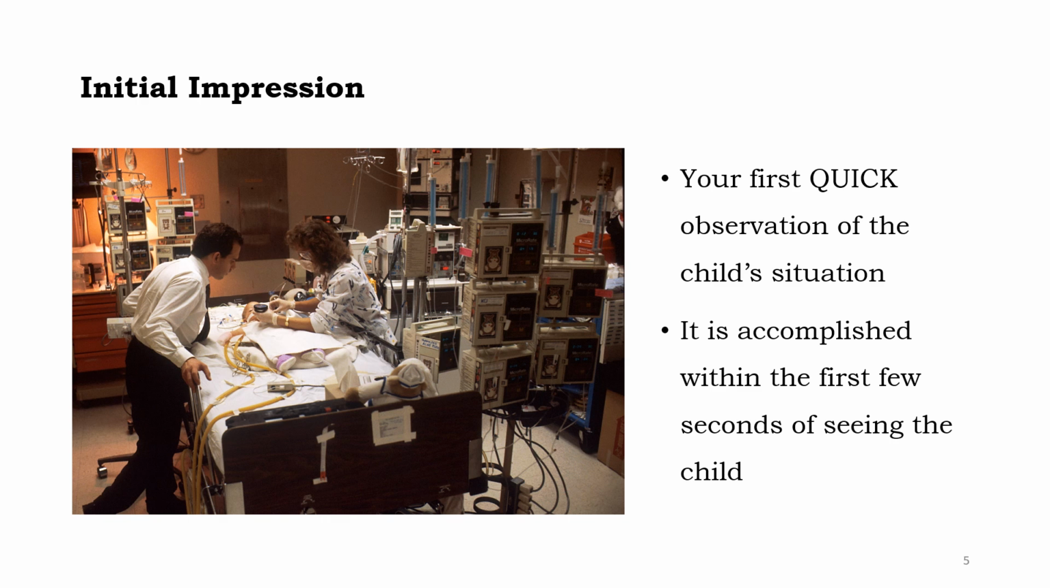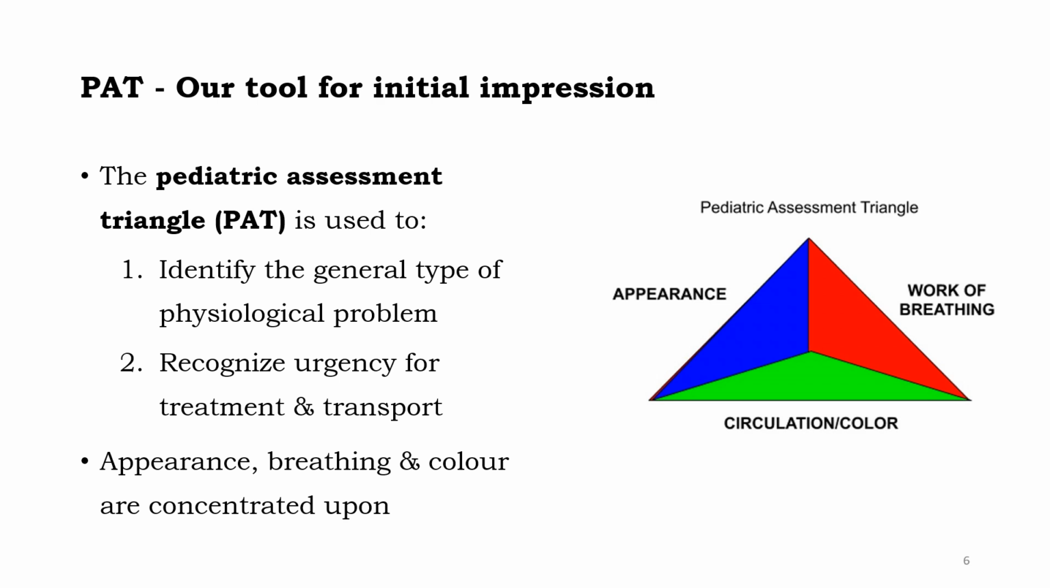Starting off with initial impression. So, just as it sounds, it's the first quick observation when you step into the child's room. What is going on? Is the child fine or is he not fine? What is the tool you're going to be using? It's called the Pediatric Assessment Triangle with 3 components: appearance, breathing, and color.